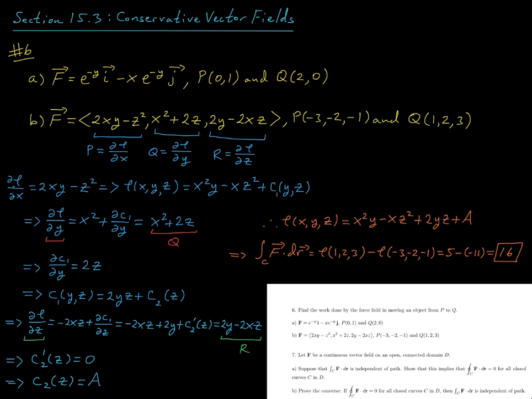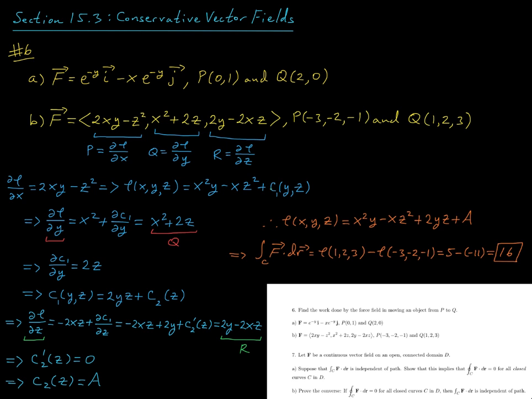So if I start from the fact that the x derivative of phi is P, which is 2xy minus z squared, then I can integrate with respect to x to get that my potential function phi, which now is a function of three variables, is going to equal, well, the integral here with respect to x, which would be x squared y, minus the integral of this with respect to x, that'd be minus x z squared.